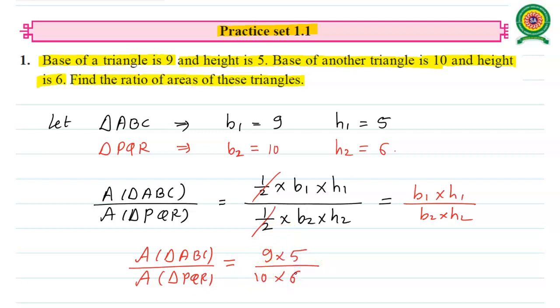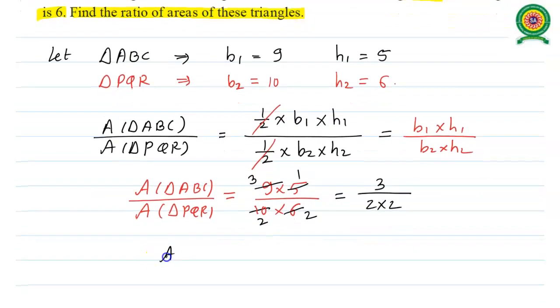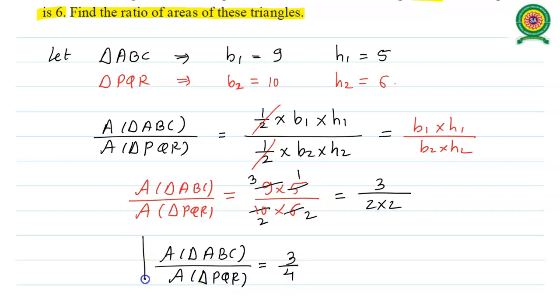into 6. Now 3 twos are 6, 3 threes are 9, 5 ones are 5, 5 twos are 10. So we remain with 3 divided by 2 into 2. 2 into 2 becomes 4. So here we are getting the area of triangle ABC divided by the area of triangle PQR equals 3 divided by 4.